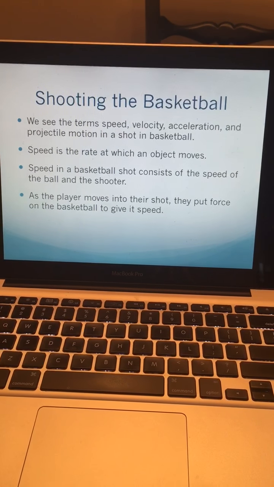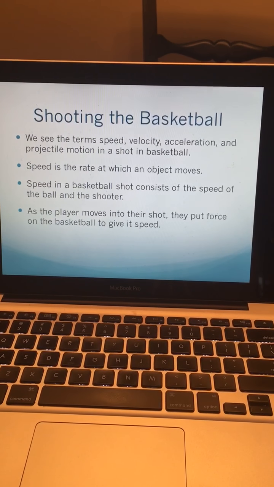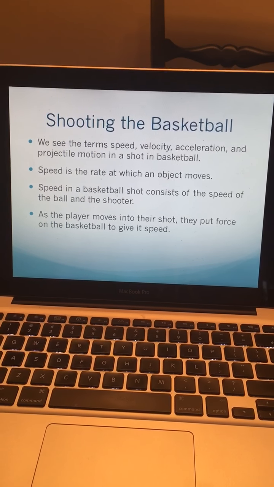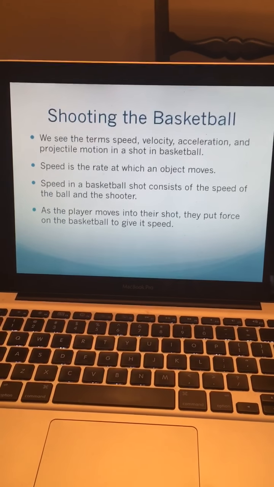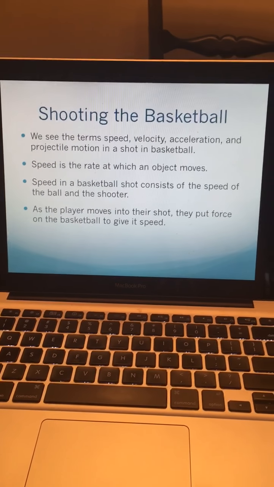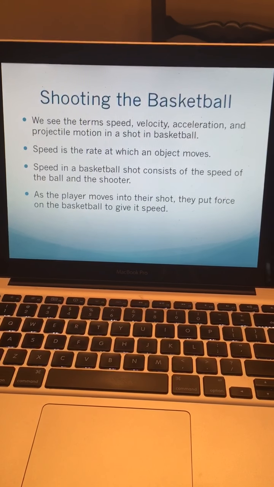The speed involved in a basketball shot involves both the speed of the basketball and the speed of the individual. For a beneficial shot, the shooter wants to be set, or stationary, in their position. This gives them more control. The motion of their body as they move into their shot should be at a constant speed. As they are moving into the shot, they are actually producing force to be exerted on the basketball.